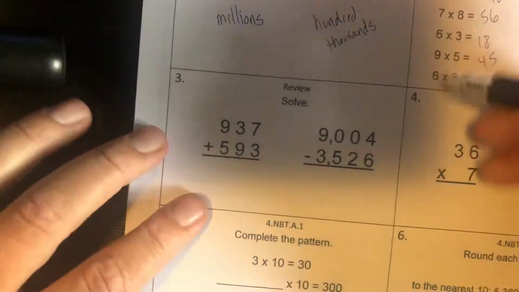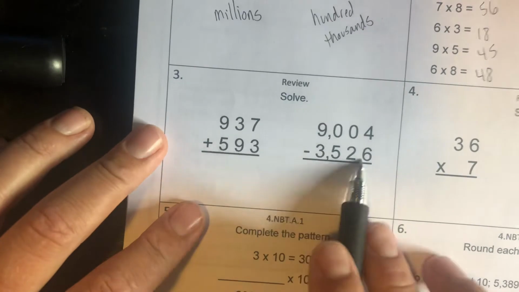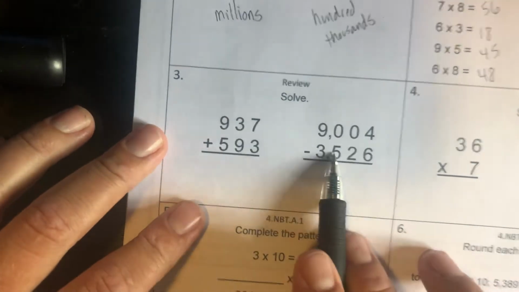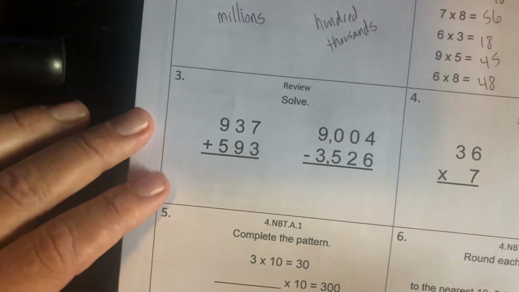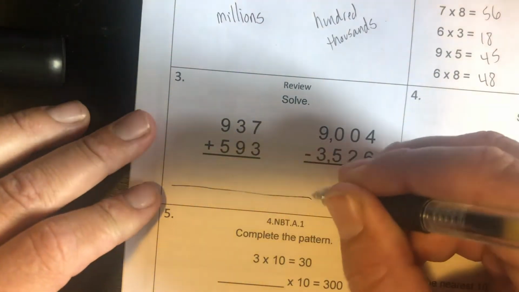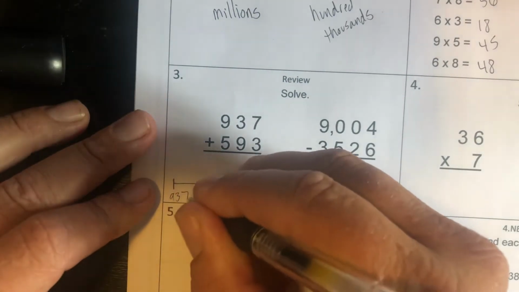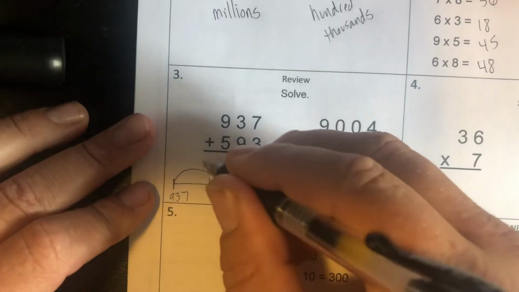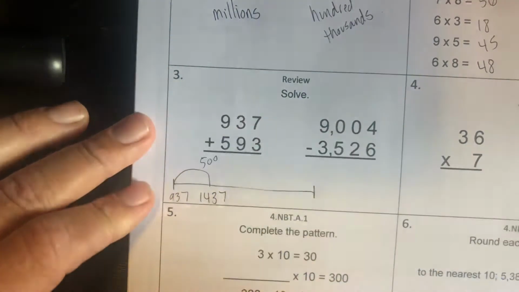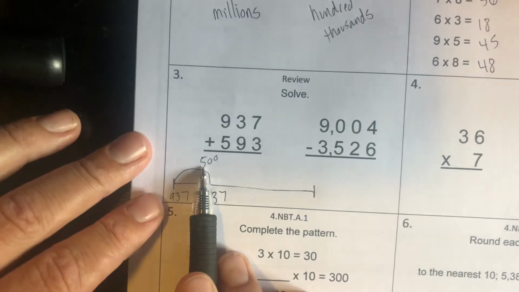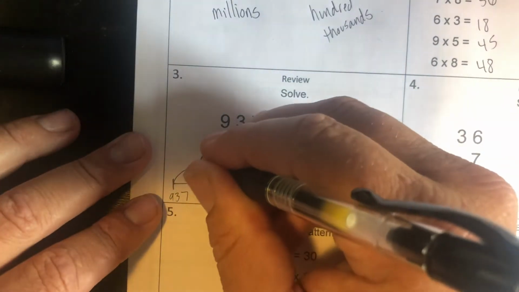Solve. Let's see here. I could do this one standard, and then I'll do that. Well, actually, let me do this one standard algorithm, and I'll use this one. I'll do a number line. It's got my number line here. We're starting at 937. I'm going to add 500 right off the bat. That takes me to 1437. Oh, I should have just added 600, because then I could just subtract 7. So I'm going to do that, actually.